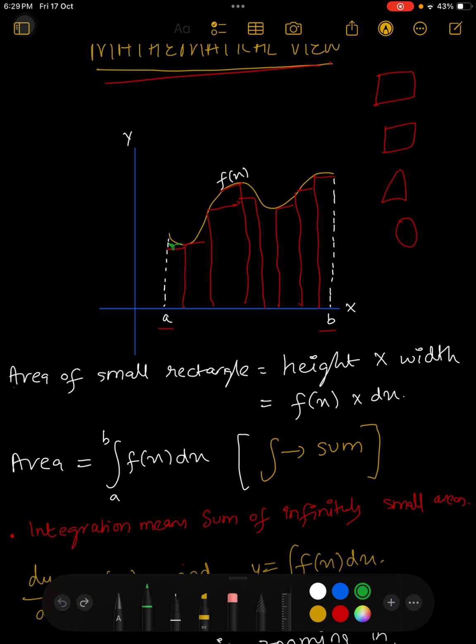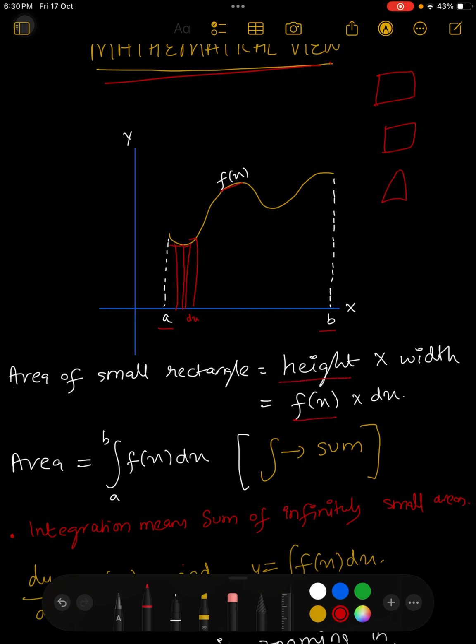So what do we do? We'll take a very tiny width, like dx, very tiny width. So it is almost approximately equal to this area, right? And this tiny change we'll take as dx. So we'll calculate the area of the small rectangle, which is length into breadth. What is the length here? Length is height, and height is f(x), right? The function at the point x, and here the change in width is dx.